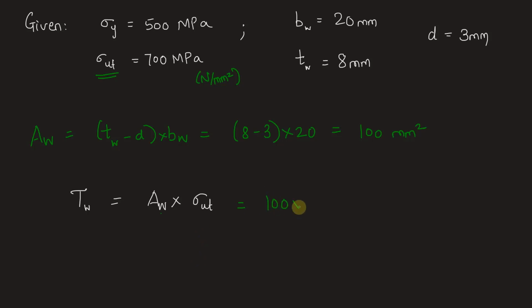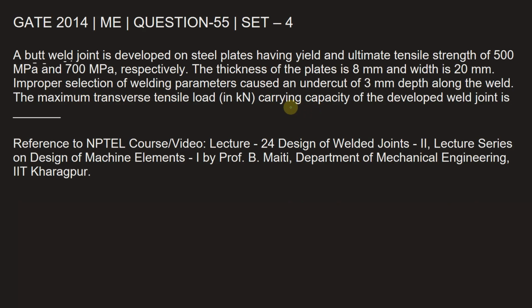Area is 100, sigma ut is 700. So it simply has to be 70000 Newton. We have to convert it in kilonewton in order to mark in the answer. We get, dividing by 1000, the carrying capacity as 70 kilonewton. Let's go back and fill in the answer. So we have maximum transverse tensile load carrying capacity of the developed weld joint is 70 kilonewton.